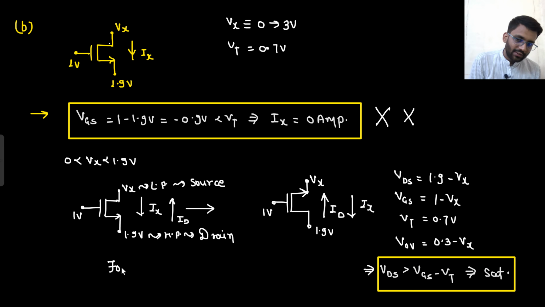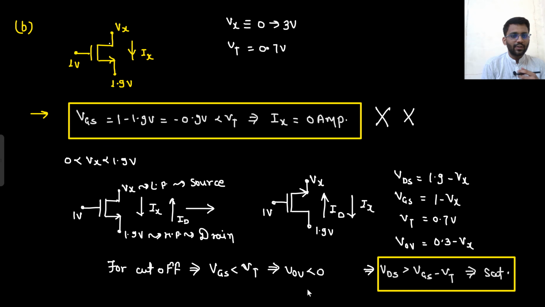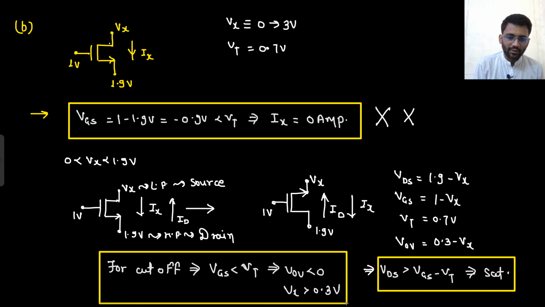You always need to see cutoff region, when it will go into cutoff. For cutoff, your VGS should be less than VT, or I can say your V overdrive should be less than 0. Say yes or no. What is V overdrive? VGS minus VT only. So V overdrive should be less than 0. That means your Vx should be greater than 0.3. So for cutoff region, your Vx should be greater than 0.3 volt. Say yes or no. If Vx is greater than 0.3 volt, your device will go into cutoff.